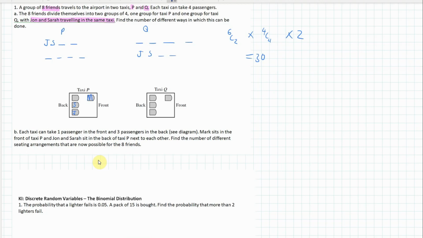Okay, so Mark's there, and then these guys are in the back. Now, thinking about the back, we've got to choose another one of the friends. So there's 5 friends left, right? Because there's 8 altogether, we've taken up 3. So 5 choose 1. So there's 5 different options that could go into this taxi P. And then, once they're in taxi P, how many different ways can we seat them? What have we got there?